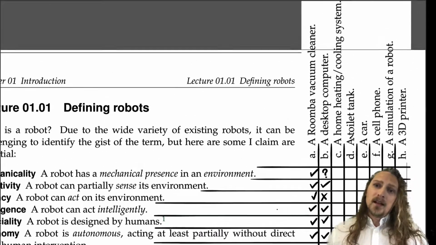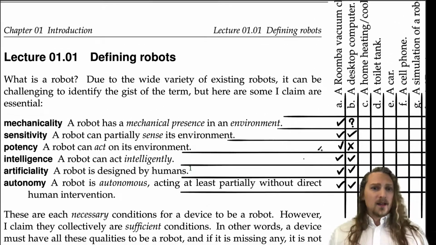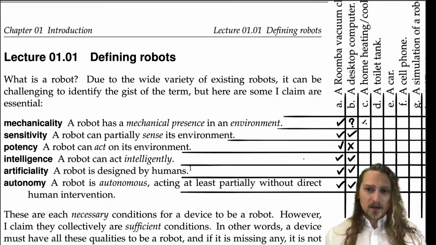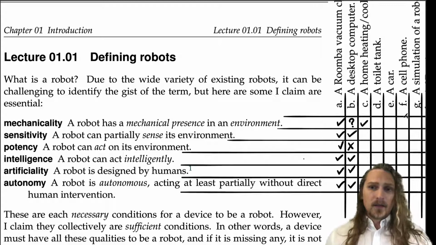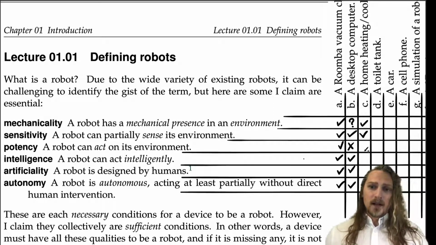How about a home heating/cooling system? So, mechanicality. It has a mechanical presence in an environment. It certainly does. It's distributed throughout a house frequently. Sensitivity. It can partially sense its environment. Well, yes, the thermostat allows it to sense its environment. Potency, it can act on its environment. Well, yes, it can heat up air and blow it into a room, or it can cool down air and blow it into a room. So yeah, it can act on its environment.